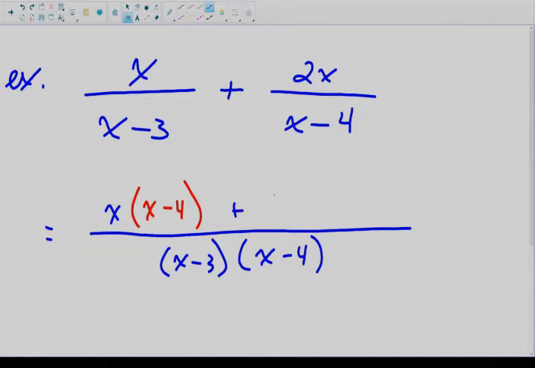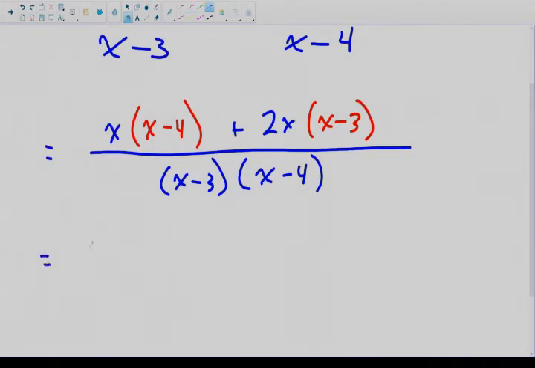And then for the second one, the 2x is going to be multiplied by what? Well, the x minus 4 would have to be multiplied top and bottom by x minus 3, so we're going to put an x minus 3 here. And if you don't understand what I did there, please write the bracketed x minus 3 times the bracketed x minus 4 top and bottom, and the bracketed x minus 4 times the bracketed x minus 3 top and bottom, and you'll see that you'll end up with the exact same thing I have here.